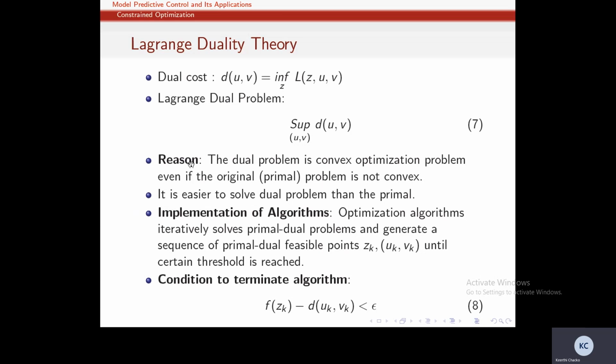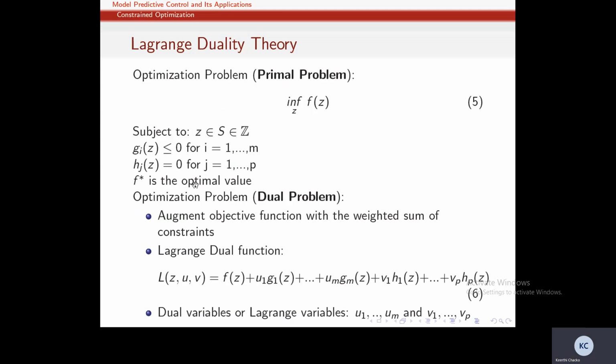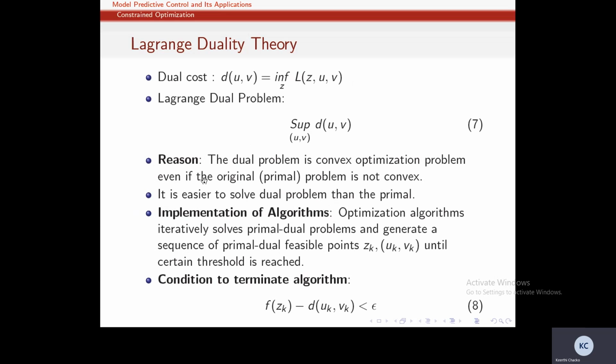So why are we using the Lagrange duality theory? The Lagrange dual problem is a convex optimization problem, even if the original primal problem is non-convex. The original primal problem may not be convex, but when we find the dual problem, it will be convex. That makes the dual problem easier to solve than the primal problem.